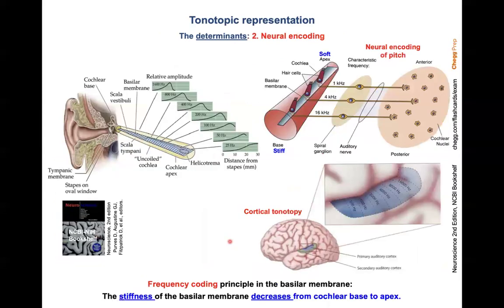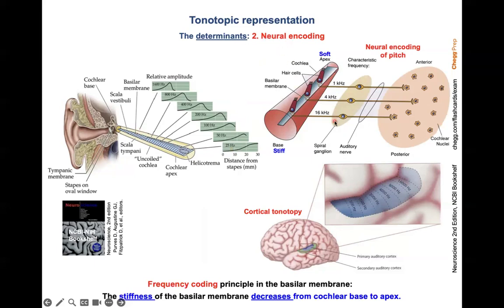Now to the second principle of tonotopic representation, neural encoding. Assume we have a sound wave with 1.6 kilohertz. So it causes the traveling wave, which peaks at a point in the basilar membrane, which is connected to a neuron that also codes for 1.6 kilohertz. If the traveling wave reaches the peak at 800 hertz, we have here a neuron in the basilar membrane that codes for the frequency of 800 hertz, and so on and so forth for the other frequencies as we see here. So this is the second principle, neural encoding.